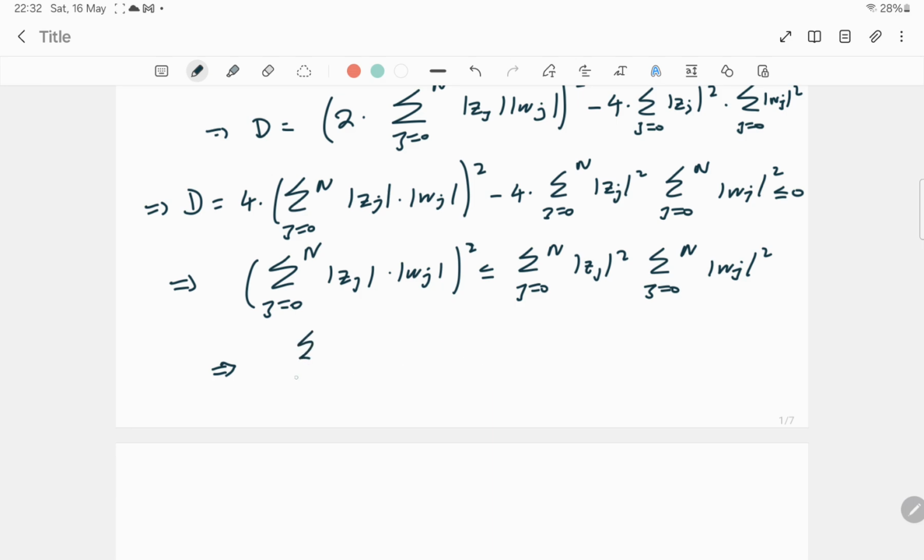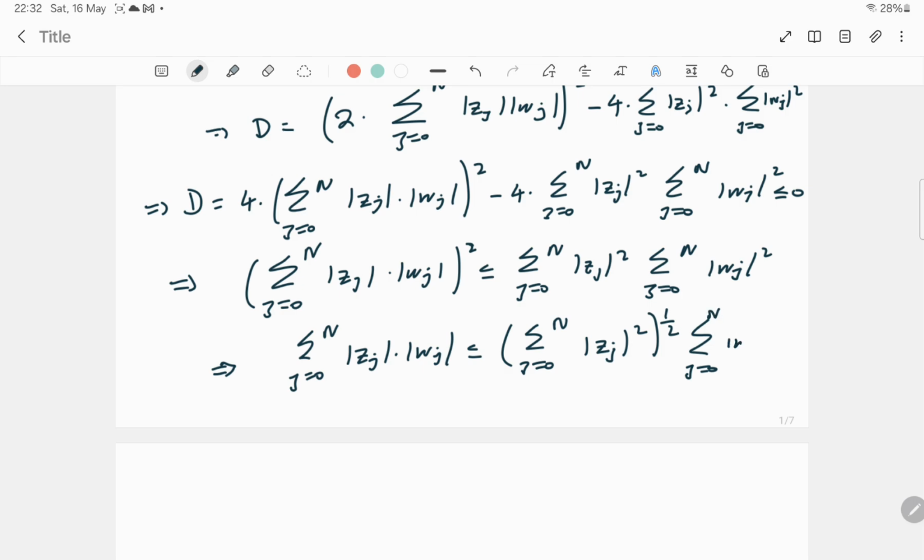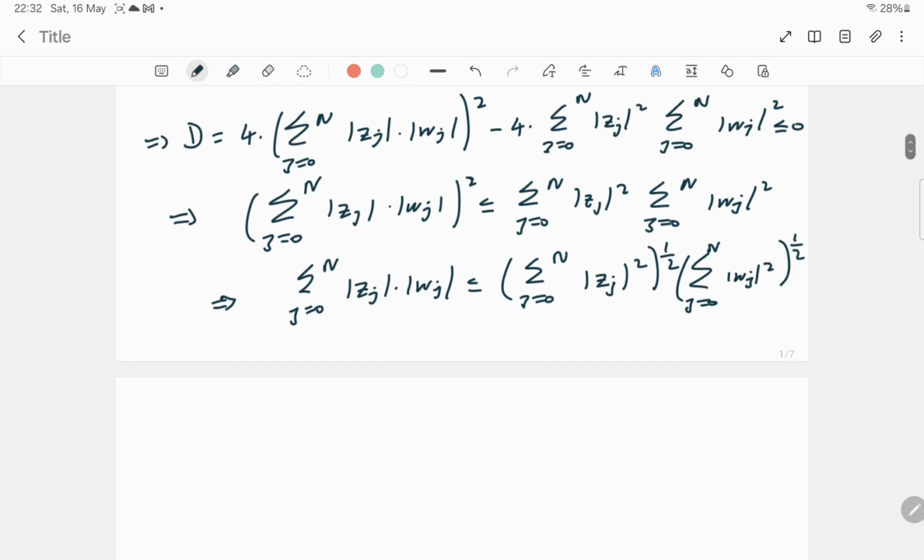So from here we get that the summation from 0 to n of |zj| times |wj| is bounded by the summation from 0 to n of |zj|² to the power of a half, times the summation from j equals 0 to n of |wj|² to the power of a half.